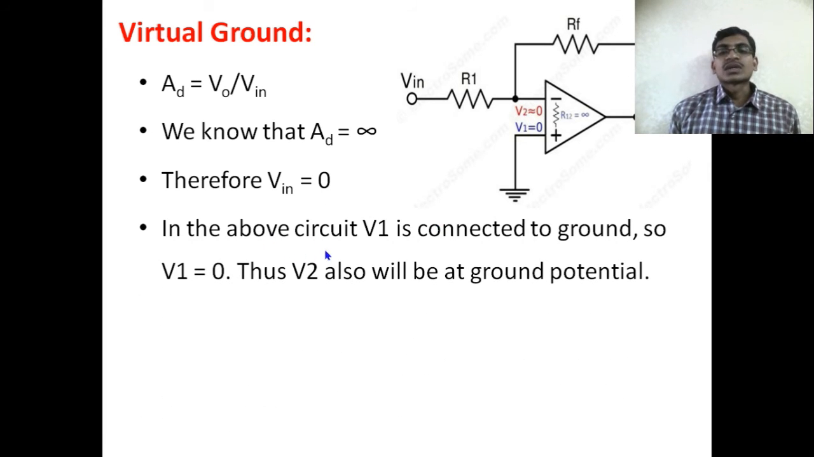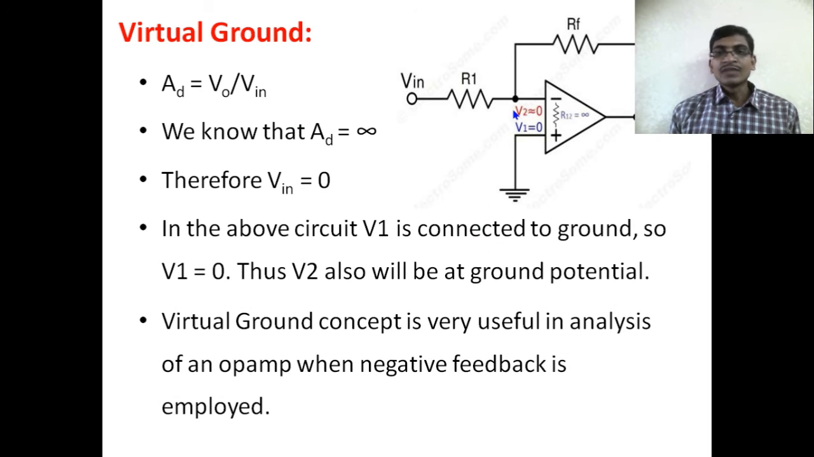In the above circuit, V1 is connected to the ground. So V1 is equal to 0, which is a real ground. Thus, V2 will also be at ground potential, because VIN is nothing but the differential voltage.